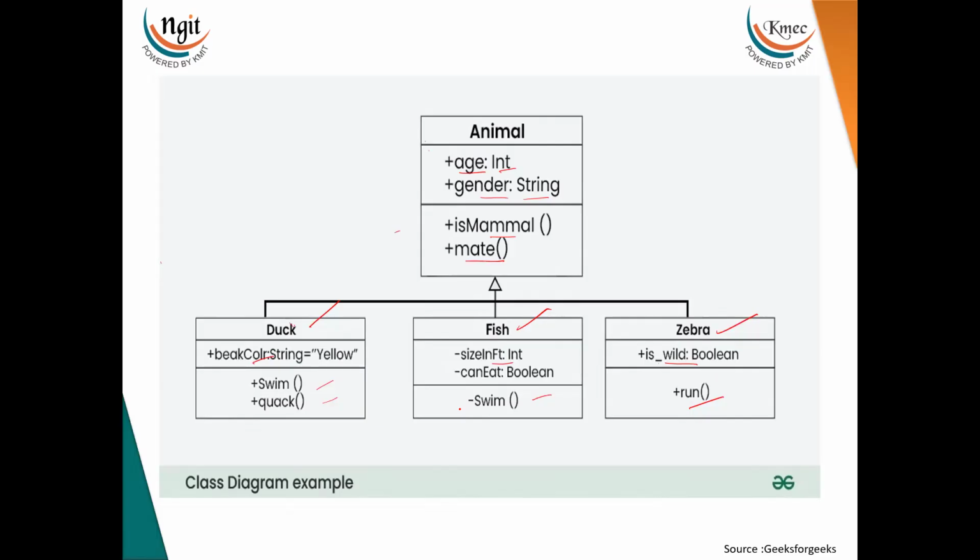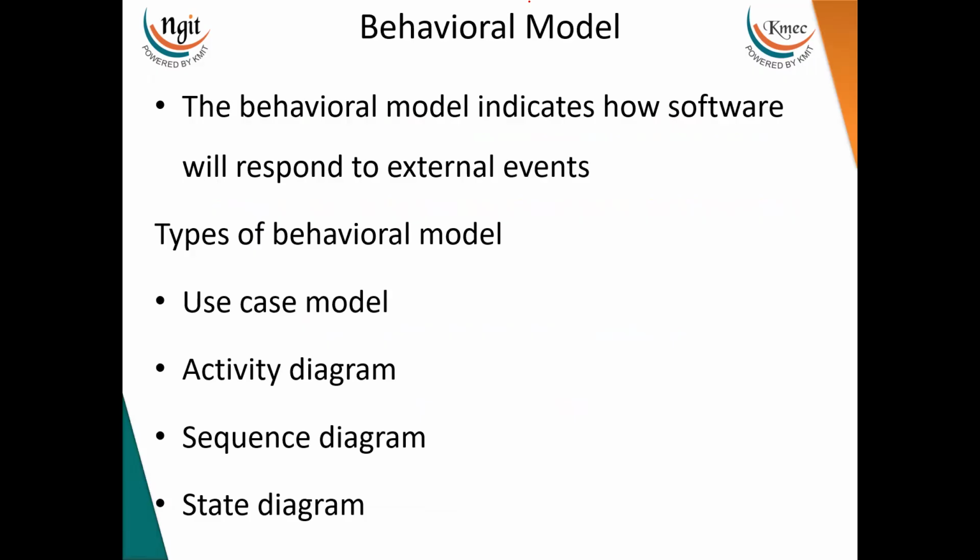The attributes or operations, methods, the name of the class, objects, all things are mentioned here. Next is a behavioral model. The behavioral model indicates how software will respond to external events.